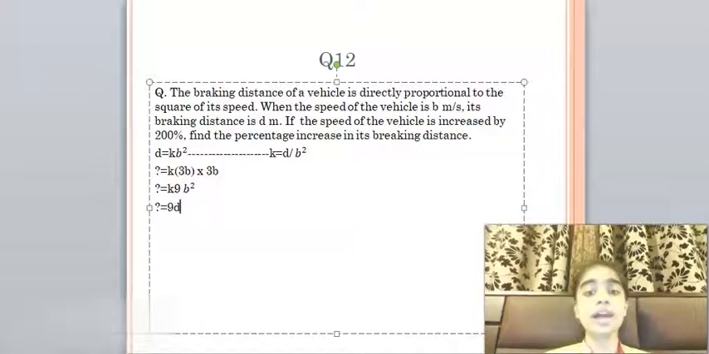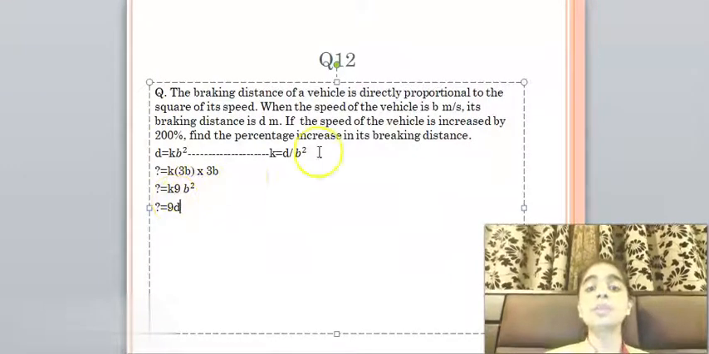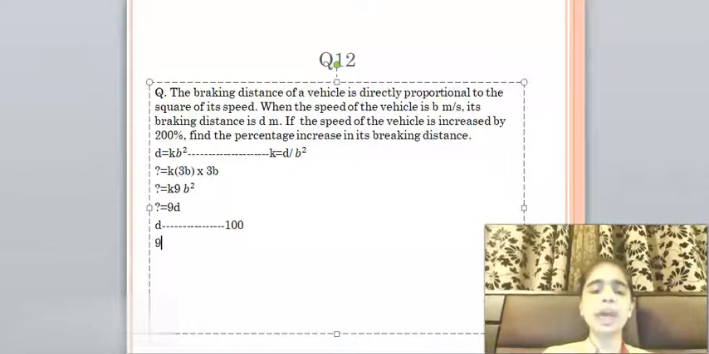Now this is not the answer, okay? Why? Because we need to find the percentage increase. First it was d, now it is 9d. So can I say that this d was 100%, just like we considered for the speed? This is 100%. What about 9d? 9d will be 900%.